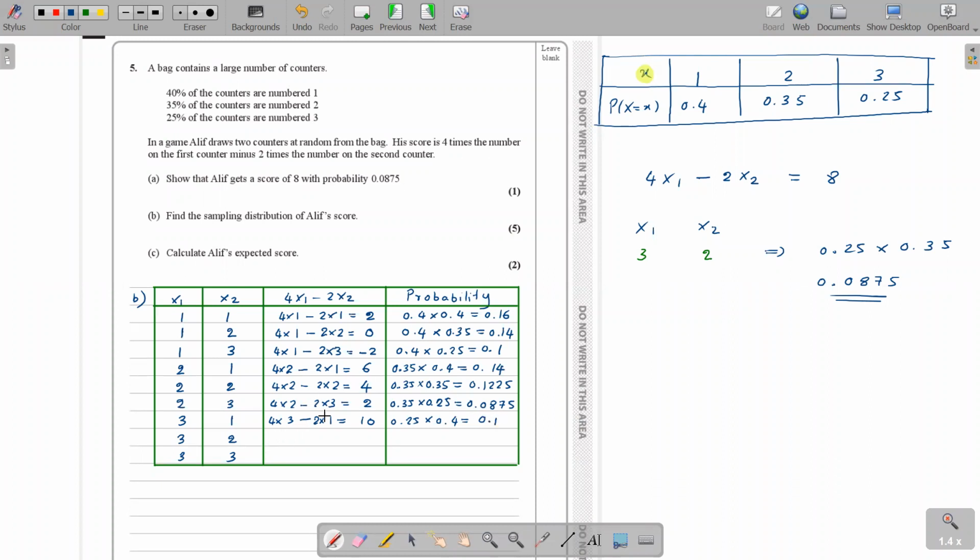3 and 2. I think 3 and 2 we already did, right? For 3 and 2, the score was 4 times 3 minus 2 times 2, which is 8, and the probability was 0.25 times 0.35, which is 0.0875. And the next one, 3 and 3. 4 times 3 minus 2 times 3 is how much? 12 minus 6, which is 6. The probability of 3 is 0.25 times 0.25. How much is it? 0.0625.